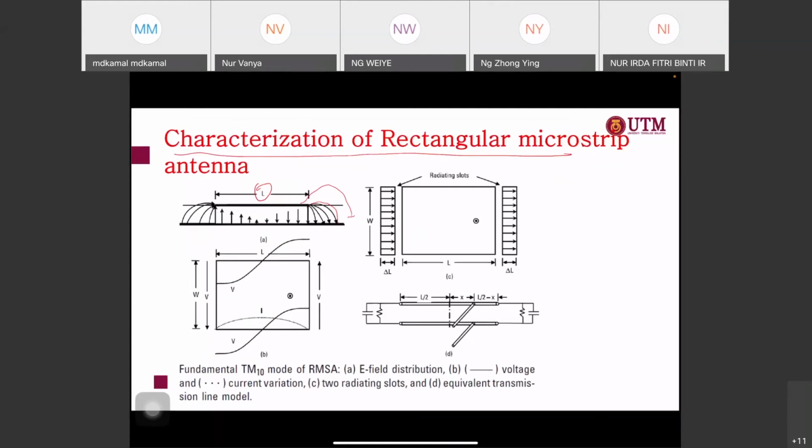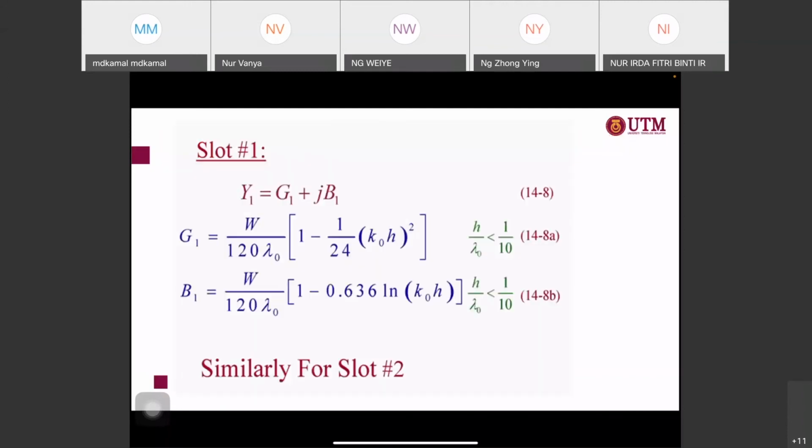Okay, so the fundamental TM10 mode of the rectangular microstrip antenna. A is the situation, B is the voltage and the dotted line is the current variation, C is the two radiating slots, and D is the equivalent transmission line model. Okay, so how do we get the slot value here? You can find that slot number one is actually Y1 equal to G1 plus jB1.